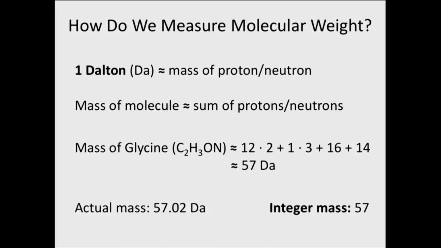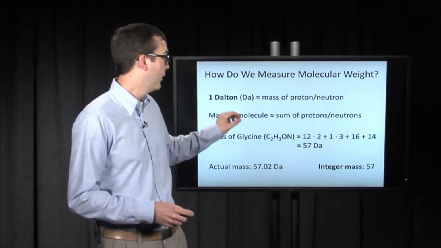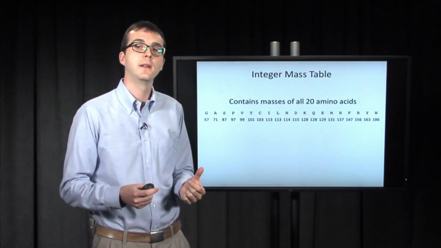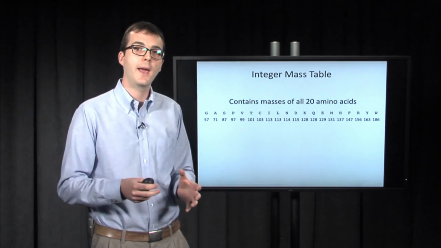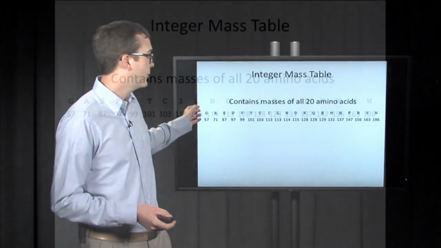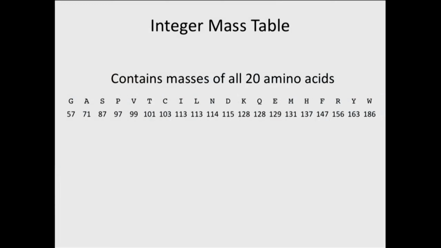The actual mass is 57.02 Daltons, and that requires a more technical, precise definition of what a Dalton is. But we're going to use this rounded off approximation to an integer, and we're going to refer to this as the integer mass of glycine. So we can compute the integer mass of each amino acid that we have, and this gives us what we call the integer mass table. You'll notice we have the 20 amino acid masses beneath the one-letter abbreviation of each amino acid.